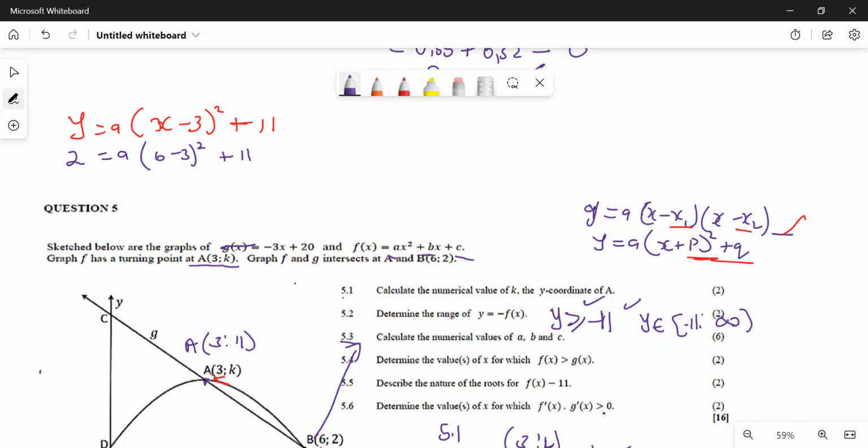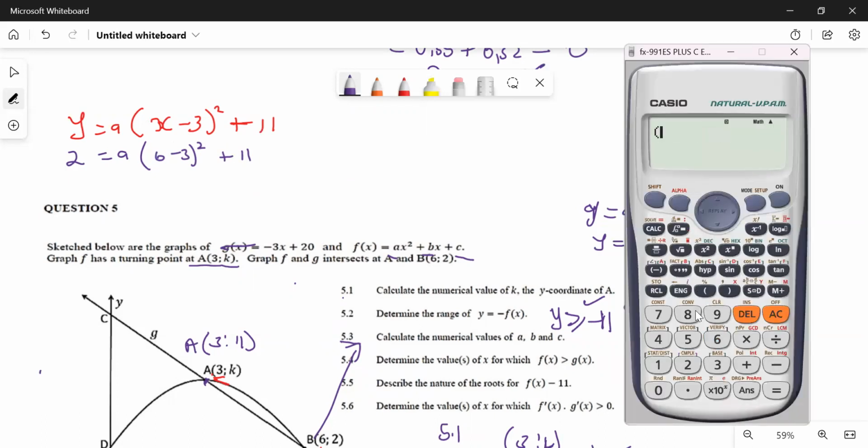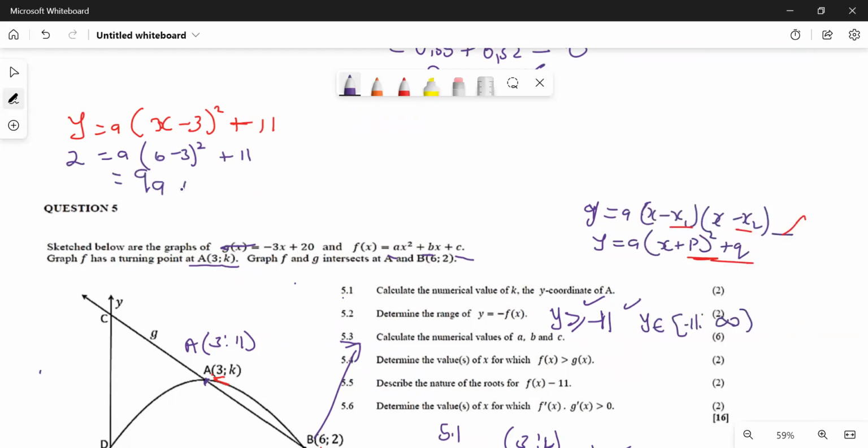So you have 6 minus 3 all squared, okay? 6 minus 3 all squared gives you what? 9. So you have 9a plus 11, which is going to be 2. Actually, you have a multiplied by 3 all squared, okay? What is 3 all squared? It's 9. And then you say a multiplied by 9. What is a multiplied by 9? It gives us 9a.